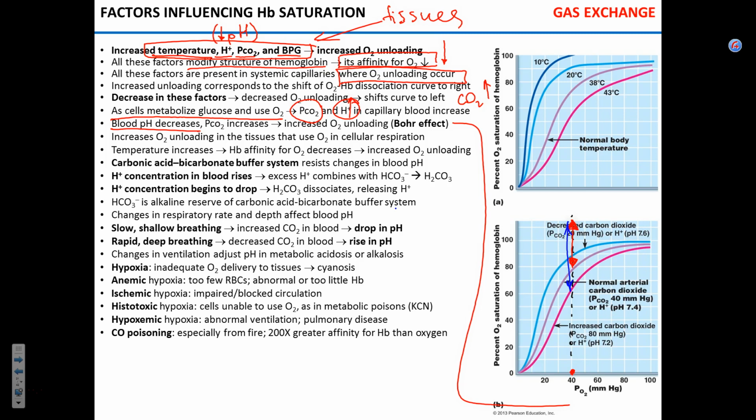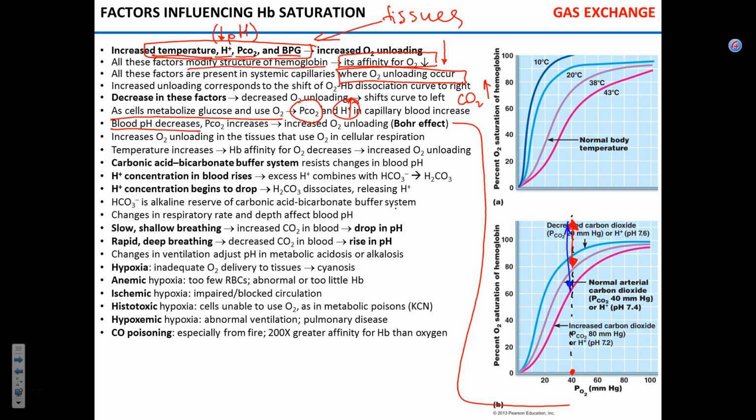Now, here's the basic physiological link. When your tissues are metabolically active, they produce carbon dioxide. Do you agree with me? When they're metabolically active, do they need more oxygen or less oxygen? More. So that carbon dioxide basically pushes the oxygen out of hemoglobin, so there will be more unloading in those metabolically active tissues. Does that make sense? The higher the metabolic activity of the tissues, the more oxygen is going to unload in those tissues. Am I clear?